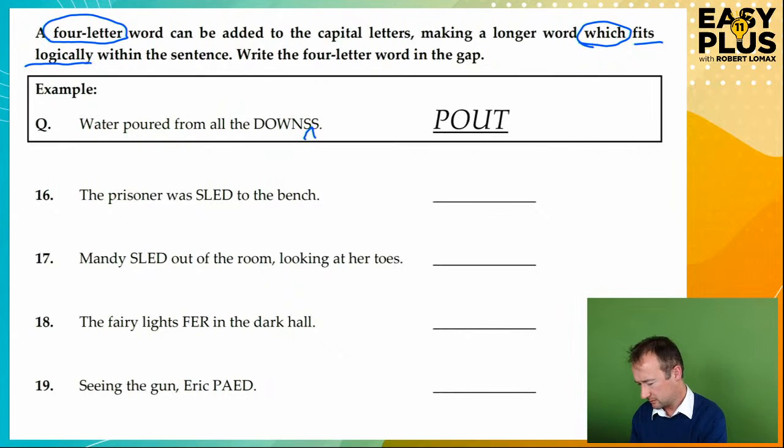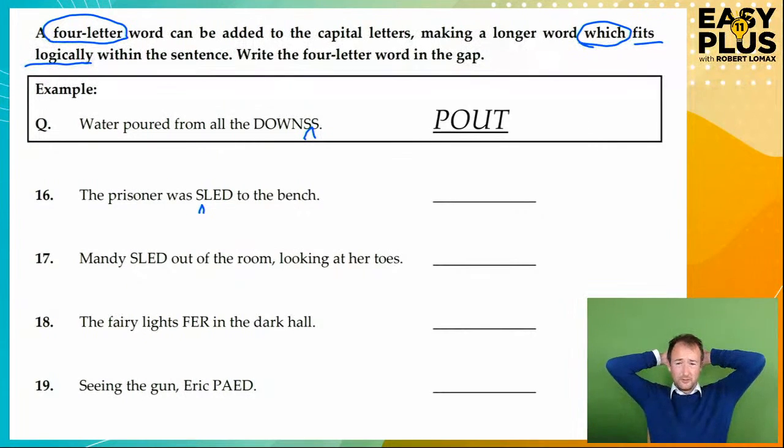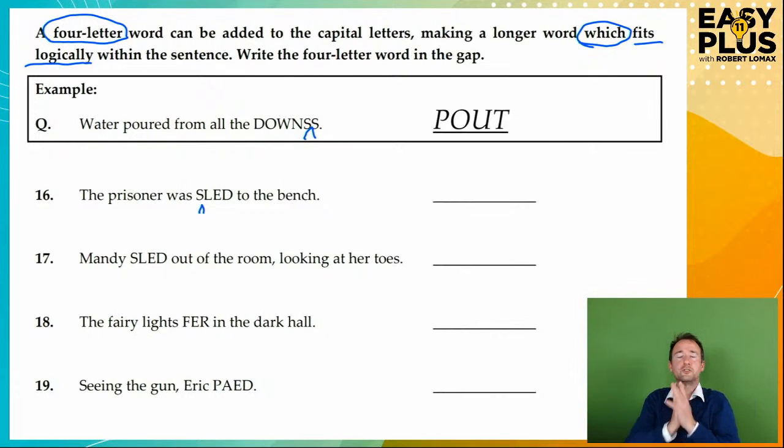Now we're going to start thinking about options. Sled. So now we think, okay, what happens if there's a gap before the word? The prisoner was sled to the bench. Sled. Nothing comes to mind. What happens if we think the prisoner was something led to the bench? Well, ed is quite a common ending, of course, to verbs, so it's likely that ed is the end, and led is also quite common. Called, for example. Shackled to the bench.